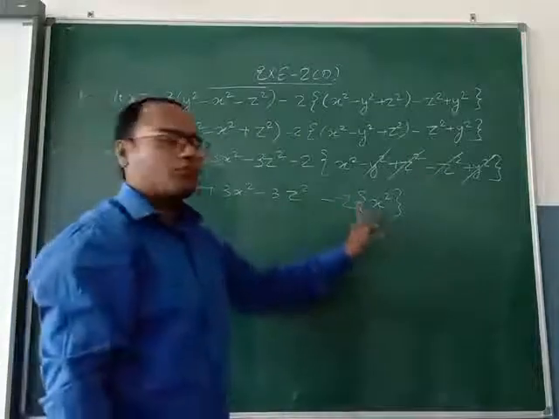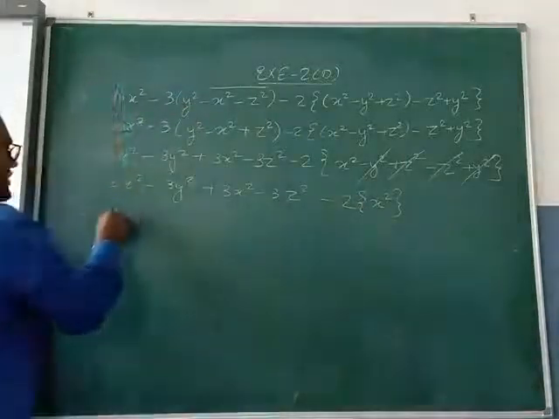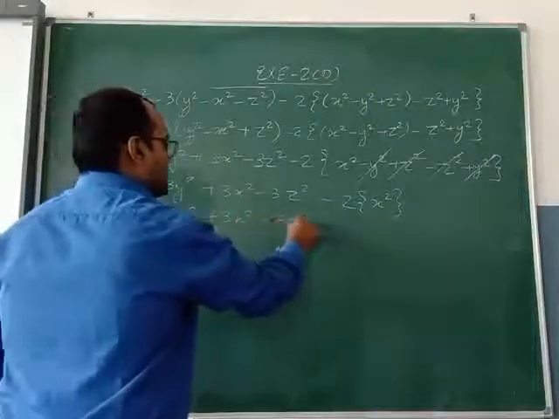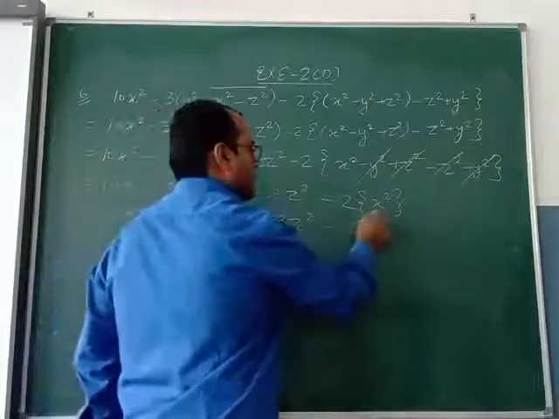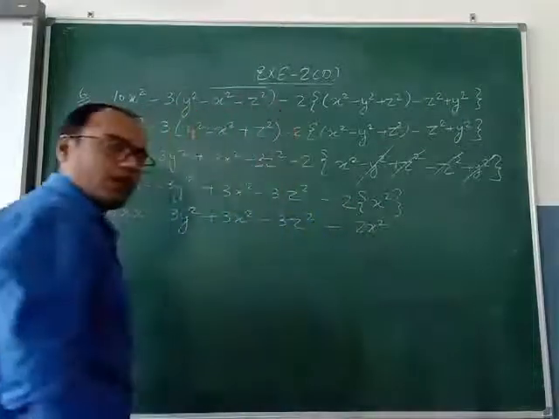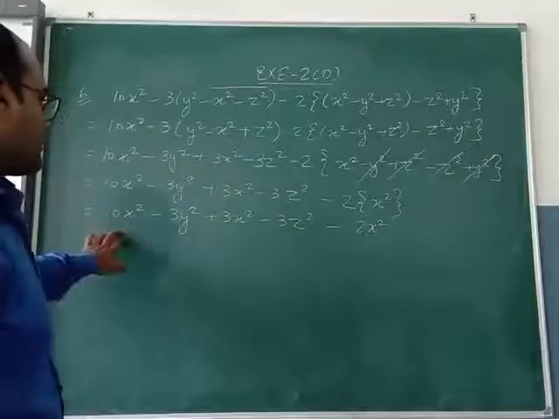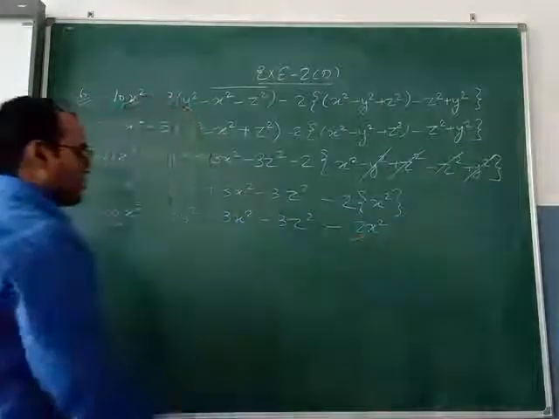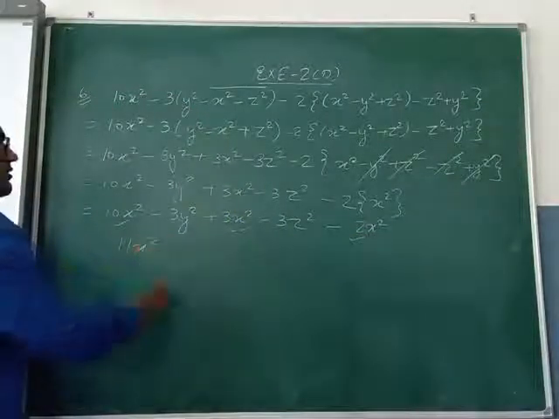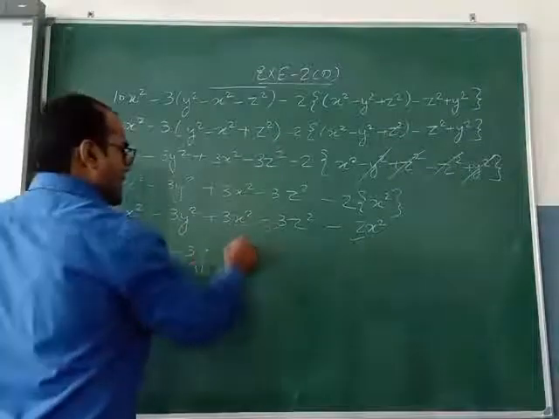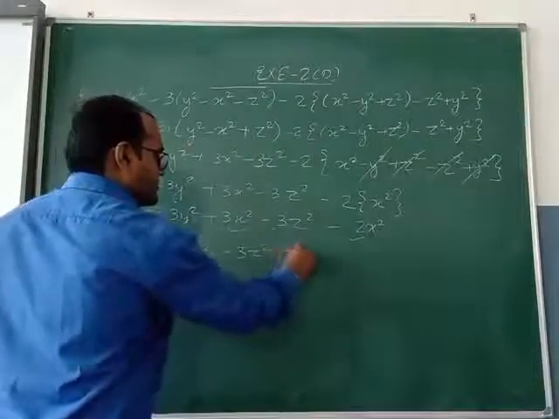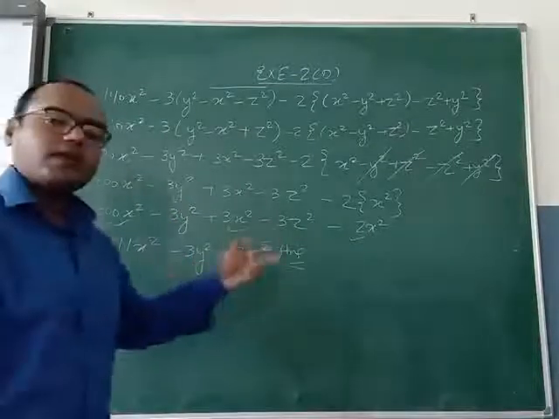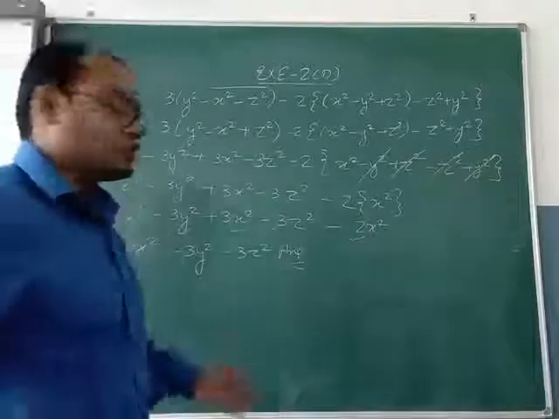In order to open the bracket we have to multiply them. So rest of the terms as it is. These terms we will write as it is. Minus plus minus 2 into x square is 2x square. Now 10x square plus 3x square will be 13x square. 13 minus 2x square will be 11x square. Minus 3y square as it is. Minus 3z square as it is. So this is your final answer. Why we will not solve it further? Because these three are unlike terms. So like this you have to do question number 6.